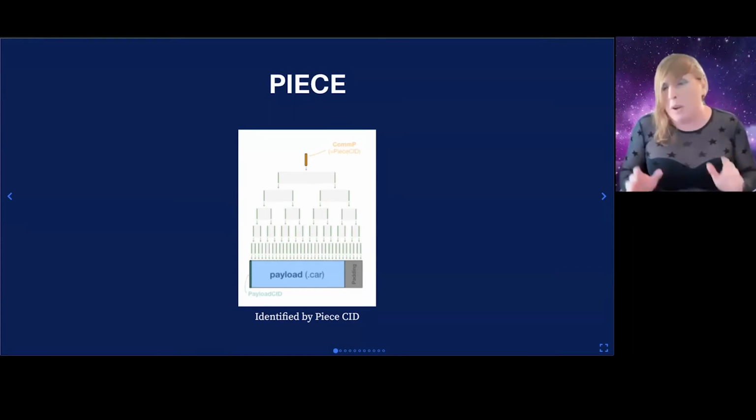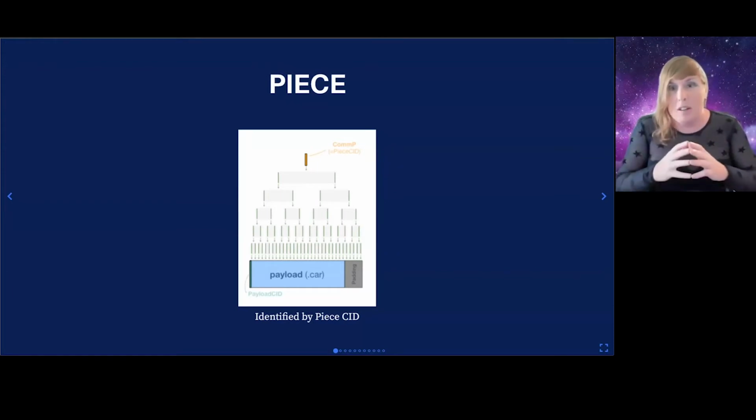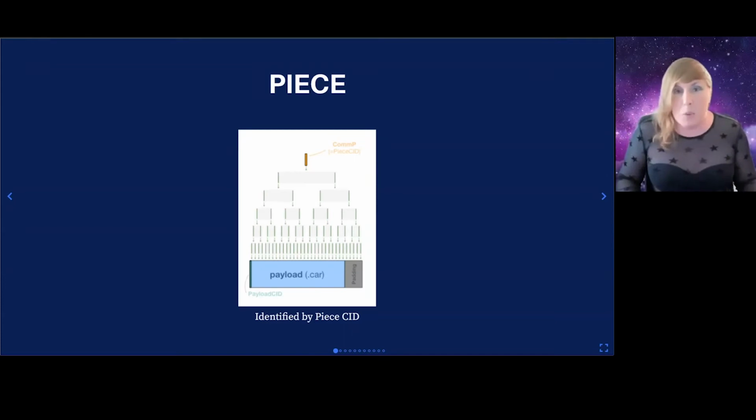We sometimes also call it COMP. The piece is what we are making the deal for. That is ultimately what the provider is going to prove that they have. And so the piece CID is what is going to go into our deal proposal, so that it is essentially what everyone is committing to. Okay, all right.